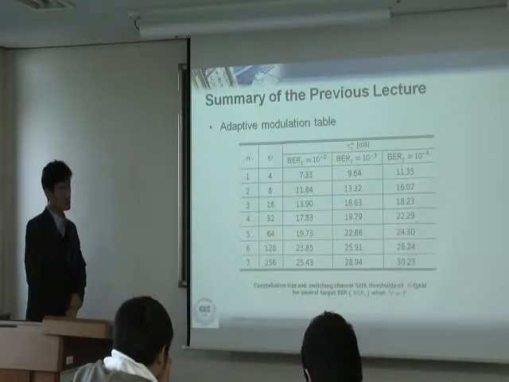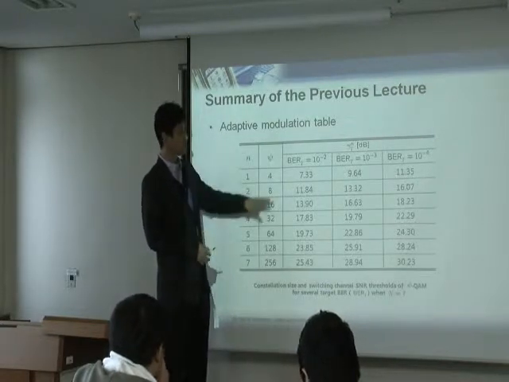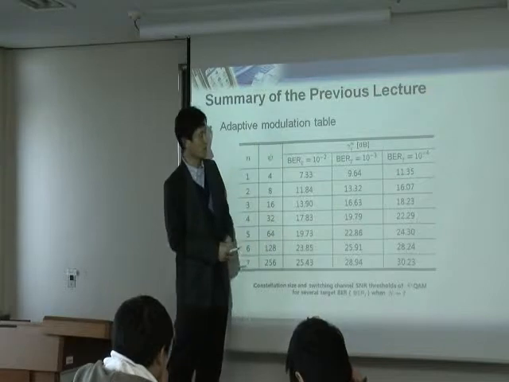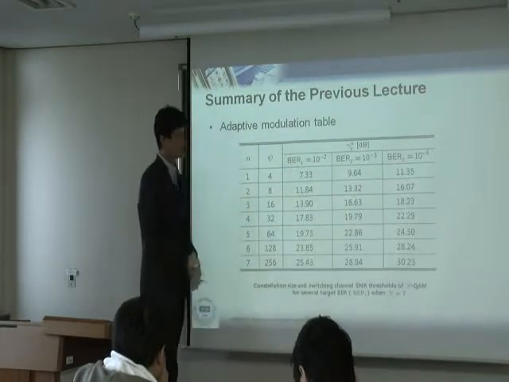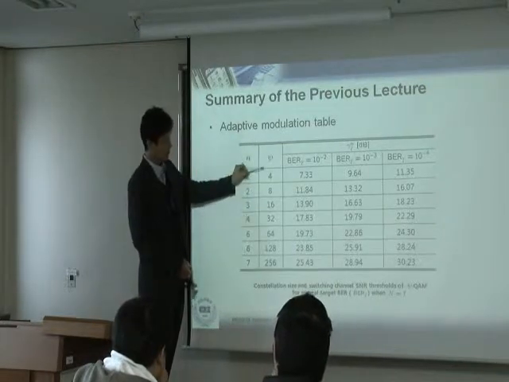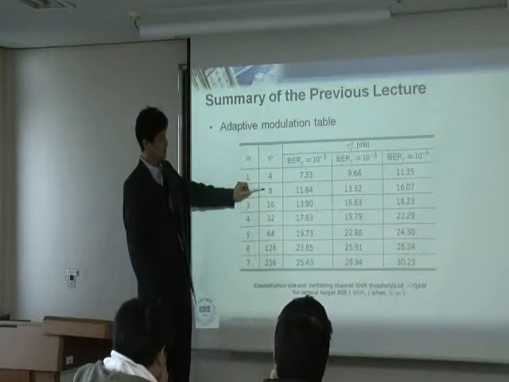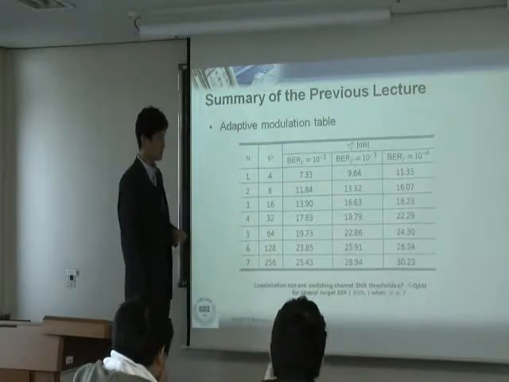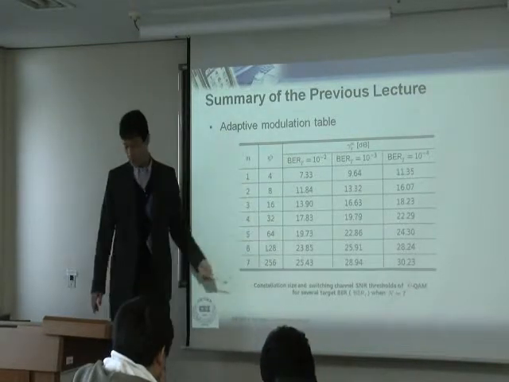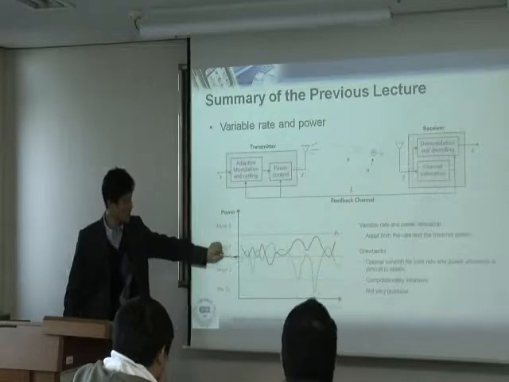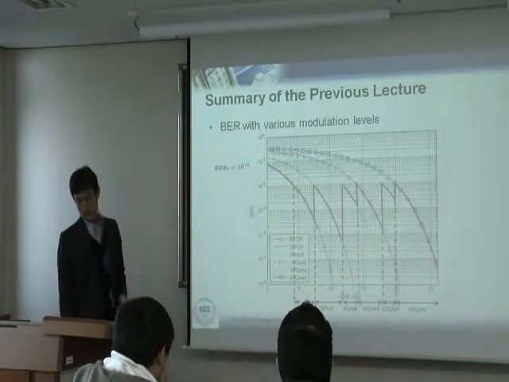This is the example. This shows you an adaptive modulation table. In this table you see a lot of threshold values. Each one has the unit of dB. And this is the modulation order: this is QPSK, 4 QAM, 16 QAM, and so on. And how to get these values is actually through this threshold.